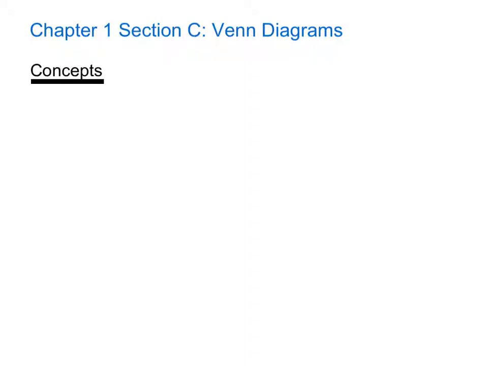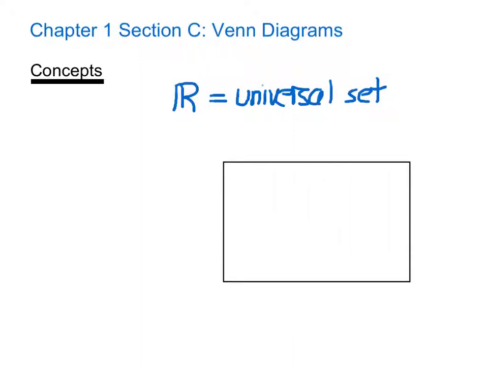In this video, we're going to look at Chapter 1, Section C on Venn diagrams. Remember that we've been looking at number sets and interval notation. So for the moment, I want you to consider only the real numbers. Okay, and we're going to call this our universal set. Now the universal set can be represented visually using a rectangle or a box.